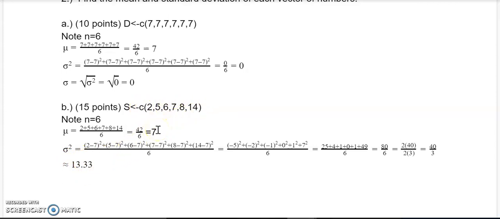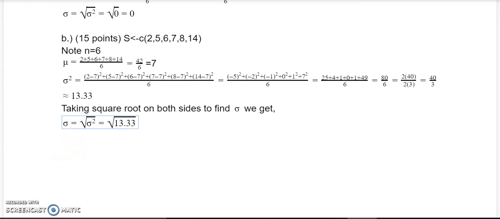Okay, but we still haven't finished, this is the variance, so we need to take the square root on both sides to find sigma. So taking the square root on both sides, sigma will be the square root of sigma squared, which will be the square root of 13.33. And you can plug that in your calculator, you can check it's roughly equal to 3.65. So that's our answer.